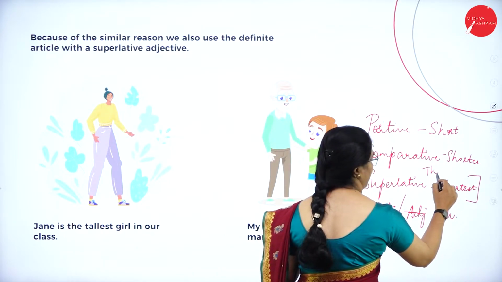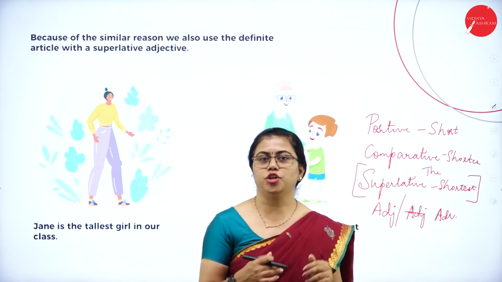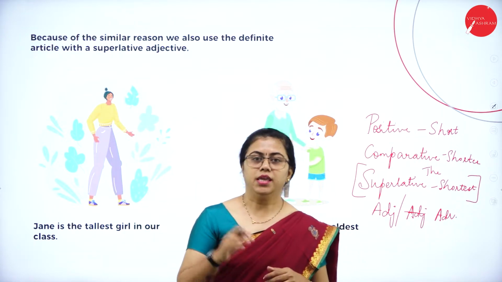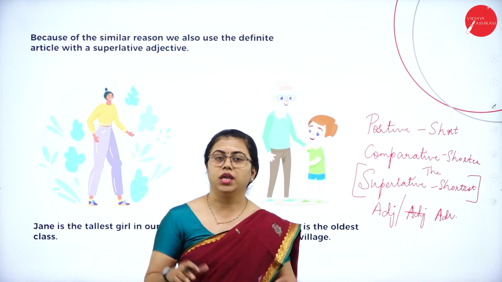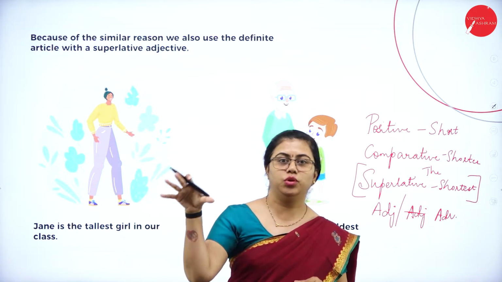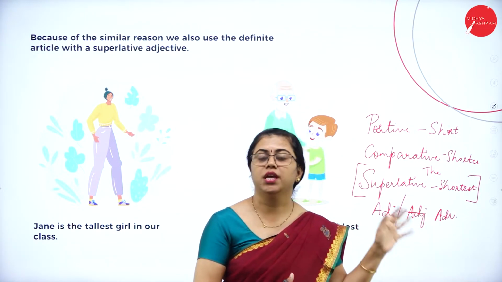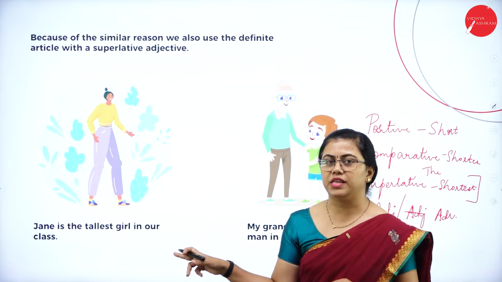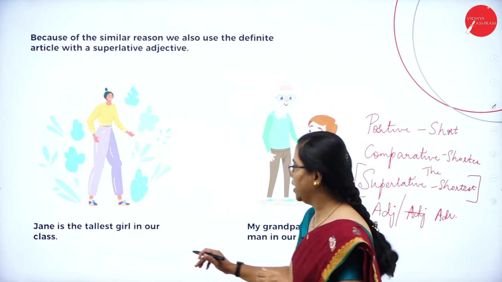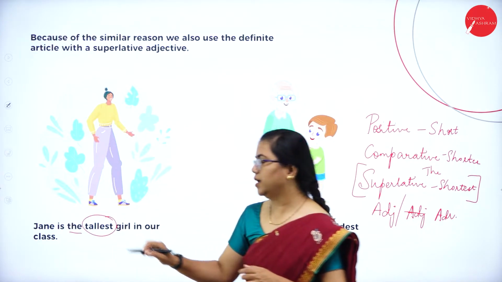We use a definite article because you're talking about something that is topmost. Suppose you're talking about the tallest boy. He is the tallest, meaning taller than him there is nobody else. So he is the unique person. He is the tallest person. That's why we have to use definite articles for superlative degrees. For the same reason, the definite article is used here: Jane is the tallest girl in our class.